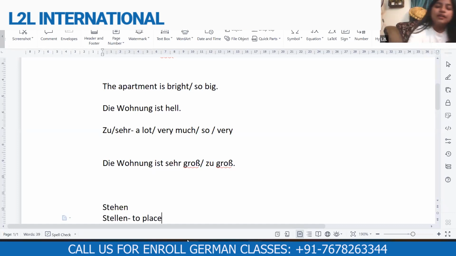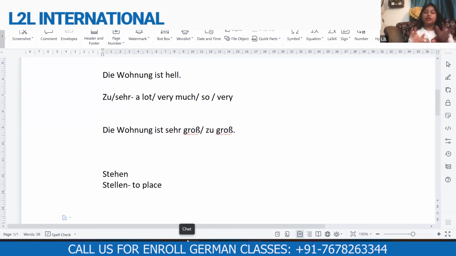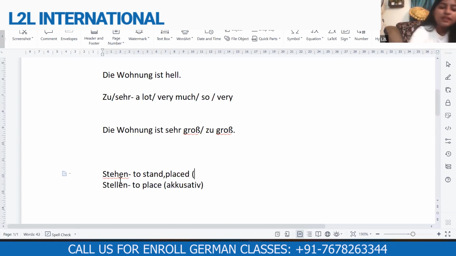You will be seeing here two common verbs, stellen and stehen. Stellen is said to be an accusative verb because it tells about placement or location. Stehen means to stand. For example, if I say in my room there is a lamp, the lamp position we can explain with stehen. Stehen is something already placed. So it is considered to be a dative because it has no movement.